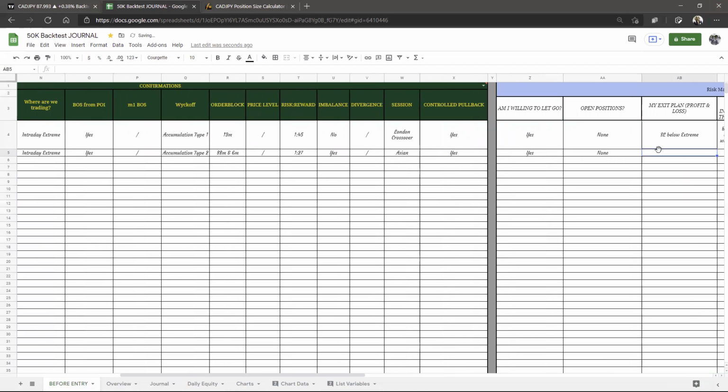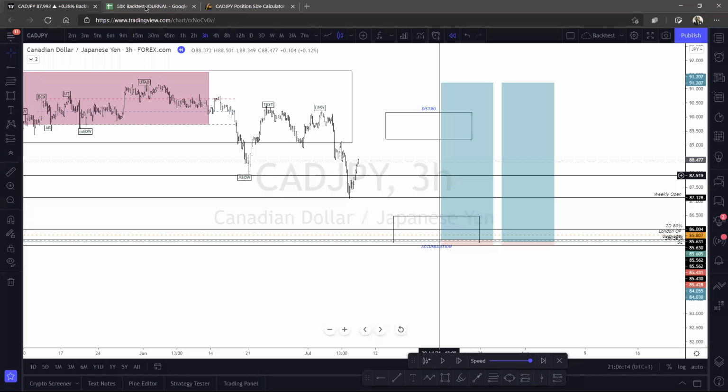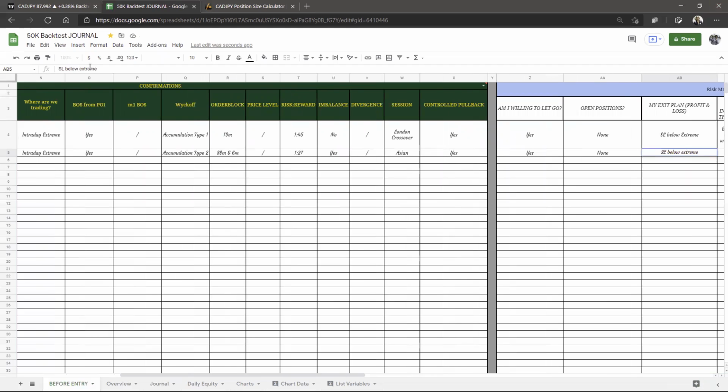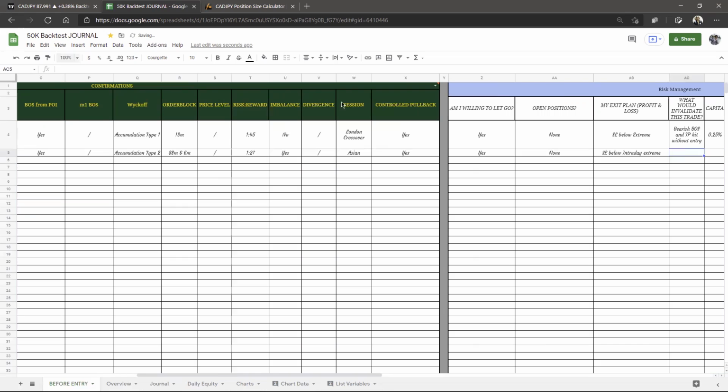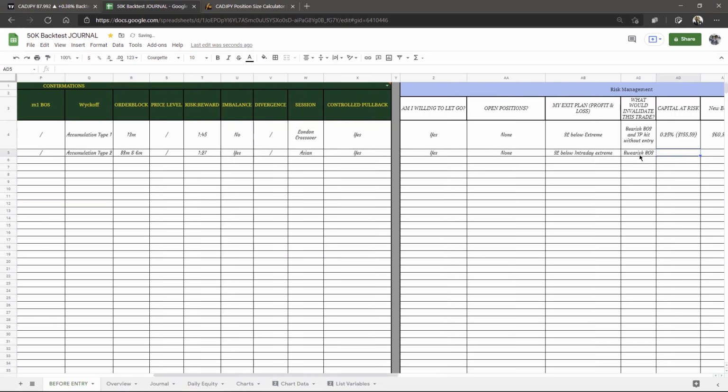Okay, so stop loss. Exit plan. So stop loss below extreme on both of them. Yep. Intraday extreme, bearish break of structure. Capital risk 0.25%.